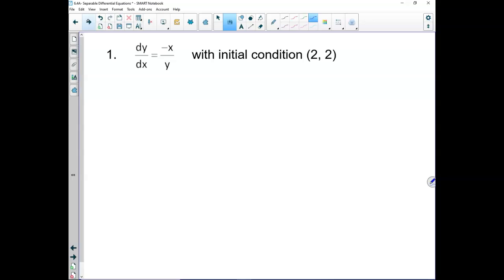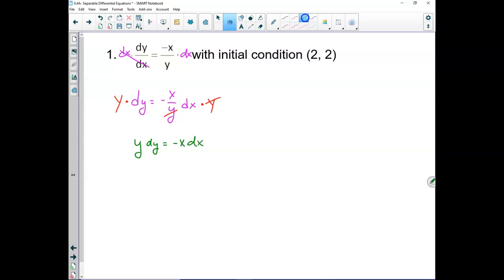Well, how am I going to do that? Well, I guess if my x's go on the right side, I need to move this dx over here. And guess what? You're going to do that move every time. But now I need to get my y on the other side. Well, how am I going to do that? Well, y is in the denominator. So how about I take this side times y, and I take this side times y. What you do to one side, you do to the other. Ooh, check it out. Now I have y dy equals negative x dx.